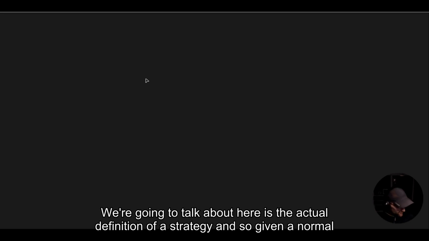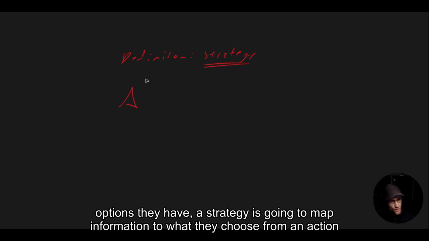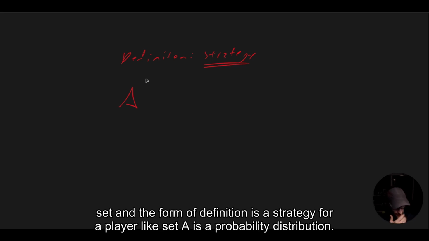What we're going to talk about here is the actual definition of a strategy. Given a normal form game and a particular player, if that player has an action set A, which contains all the options they have, a strategy is going to map information to what they choose from that action set.